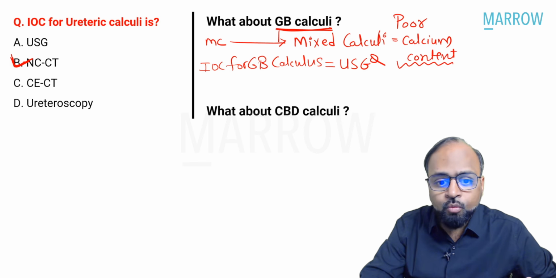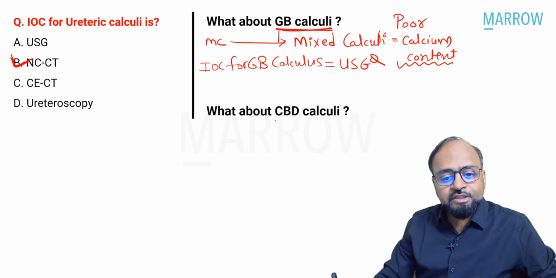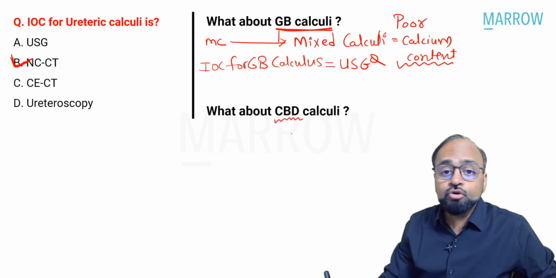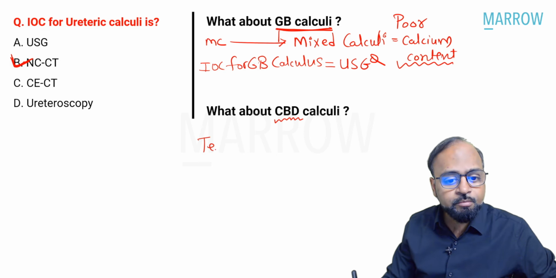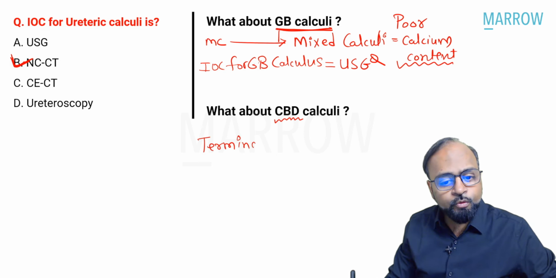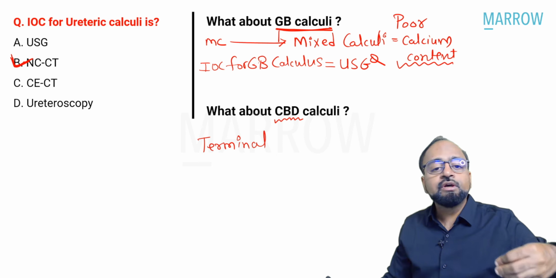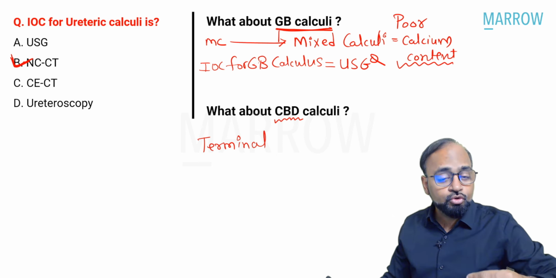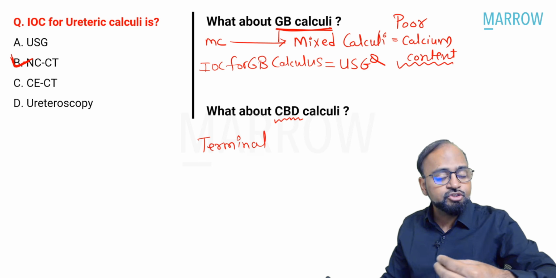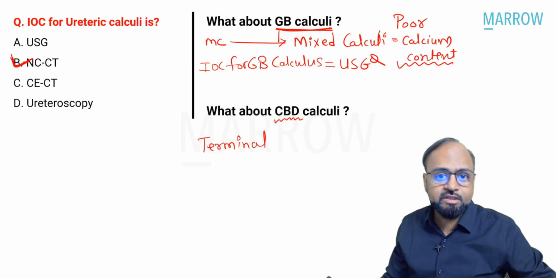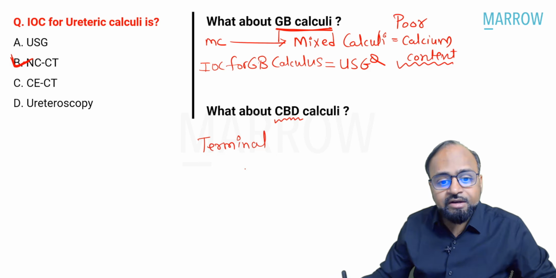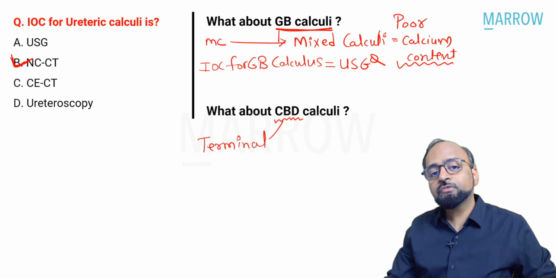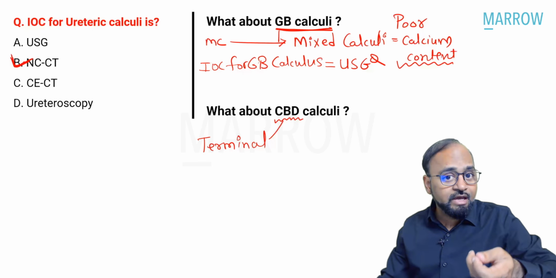Maybe they could ask you, what about CBD, common biliary duct calculi? So, tracing the CBD in its entirety on USG is very difficult. This is specifically applicable to the terminal portion of the CBD, close to the duodenum, where it is joined by the pancreatic duct and then opens at the ampulla. This part of the terminal CBD is occasionally very difficult to visualize on ultrasound. What if a calculus is stuck there?